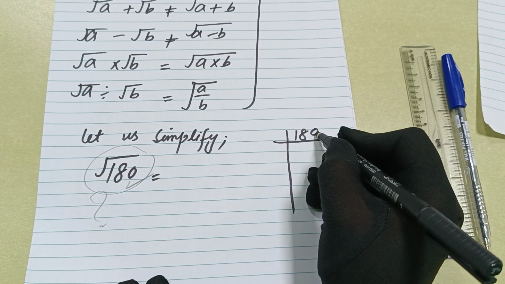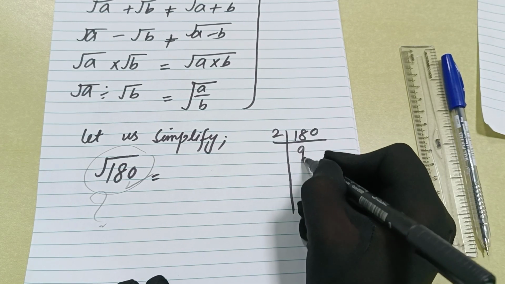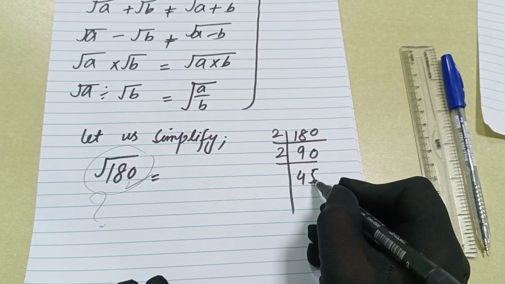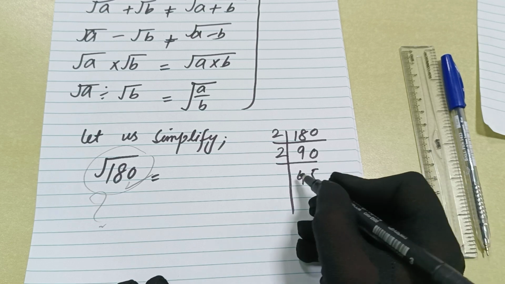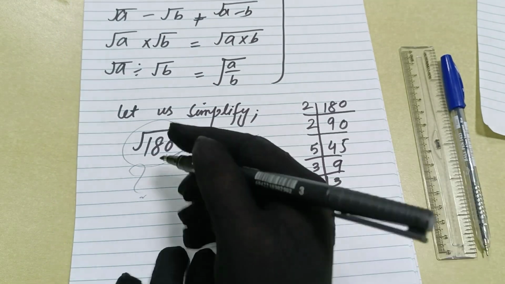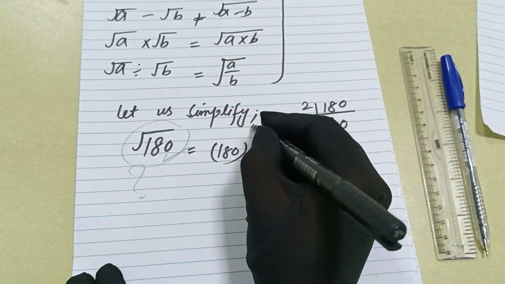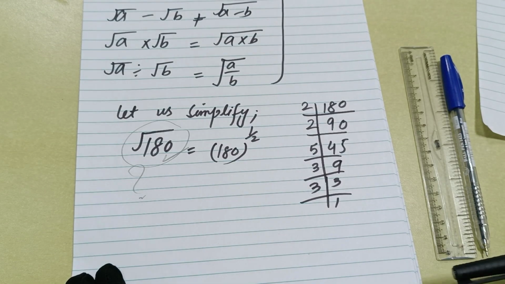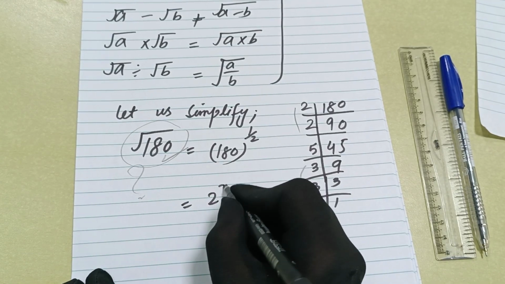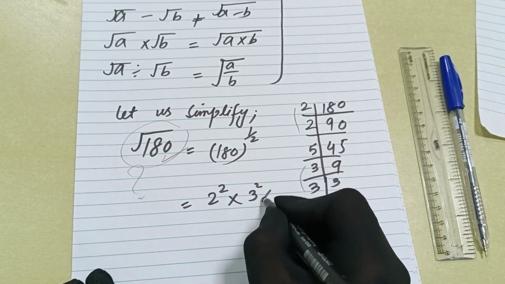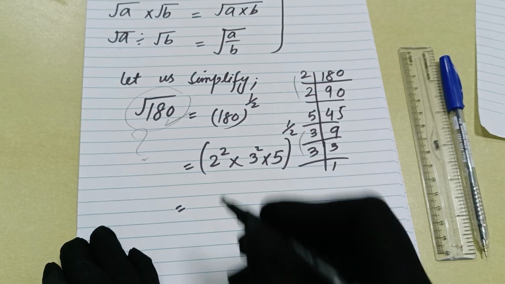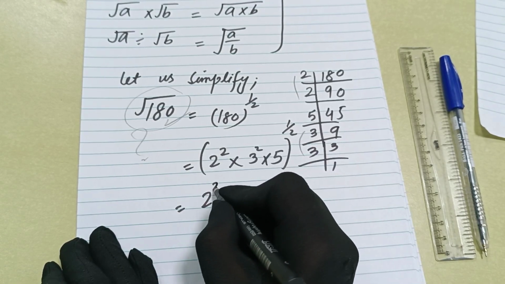If this number has 0 in the unit column, it can be divided by 2. 2 9s are 18, 2 0s are 0. Still divide by 2. 45. Now 45 is an odd number. It can be directly divided by 5 also. 5 nines are 45, 3 threes are 9, 3 ones are 3. Now as 180 has power 1 by 2, we will prefer to make pairs. When we make the pairs, 2 squared, 3 squared and 5 to the power 1 will be written inside the same root. So distribute the power on all the numbers.